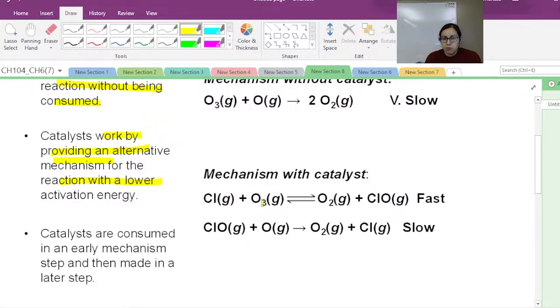So even on a small scale, you can have a bit of chlorine radicals, and then they react with your ozone to make O2, and then this intermediate species. This is just an intermediate, and then the ClO goes on to react with another equivalent of oxygen to give us O2, and then our catalyst of chlorine back out. So that's nice.